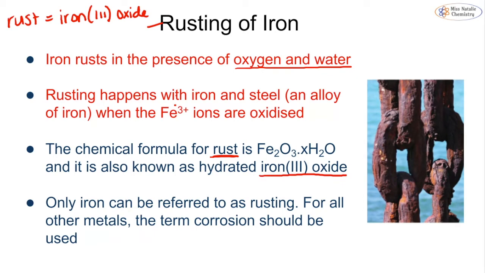Now, because rust has a specific chemical name incorporating iron, when we're talking about the reaction of a metal with water or with oxygen to form this sort of damage, we can only use the word rusting for iron. Every other metal, we should be using the word corrosion. So rusting is a form of corrosion, but not all corrosion is rusting, because rusting only applies to iron. So please make sure that you don't use those words interchangeably.